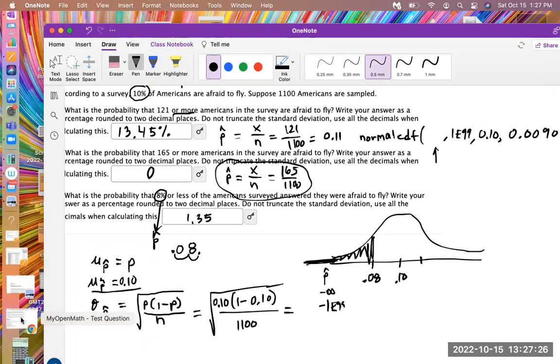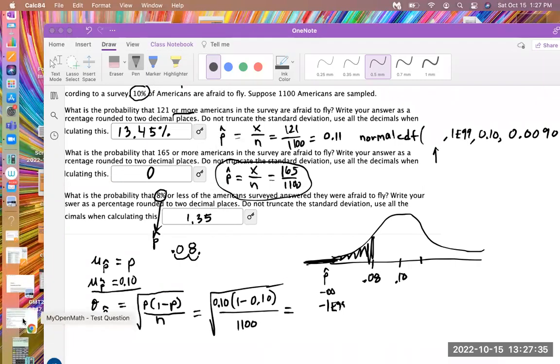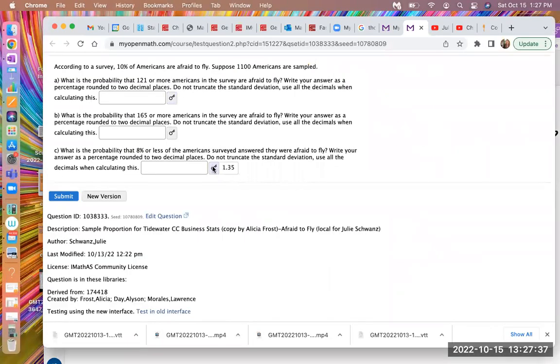And I don't think they want you to put the percentage sign on there. But let's just double check that answer. 1.35. Yep, that's exactly what they wanted.